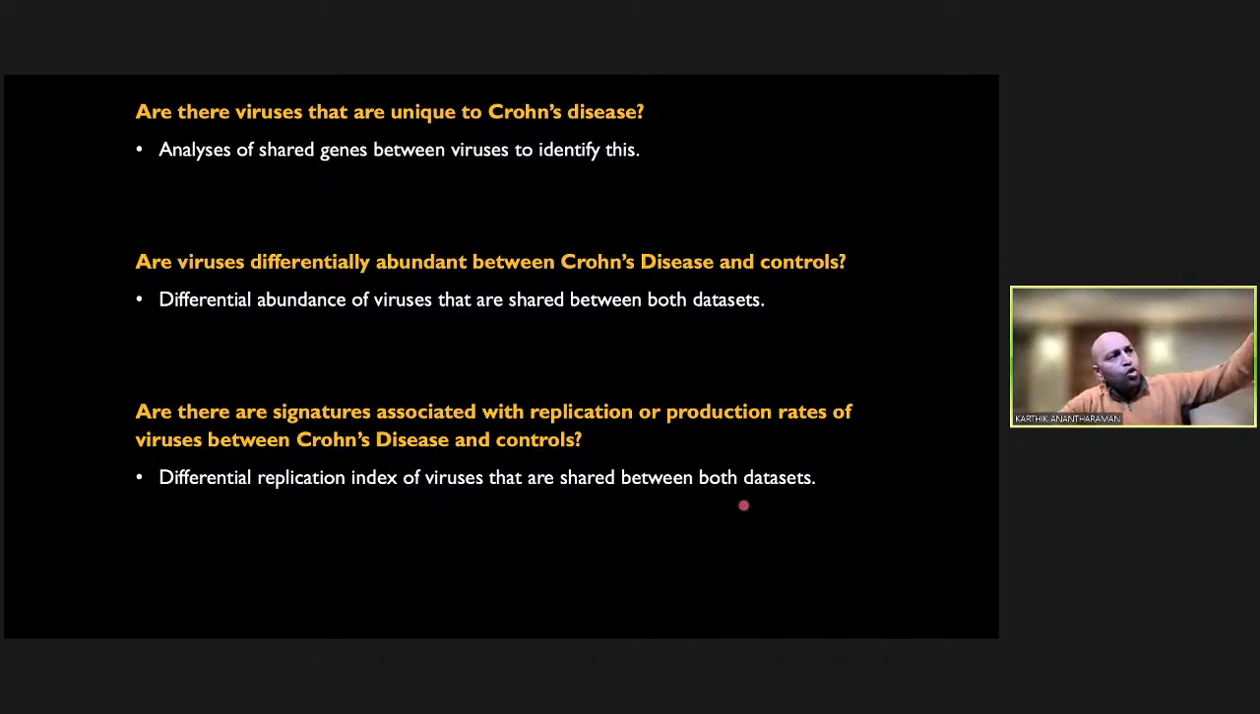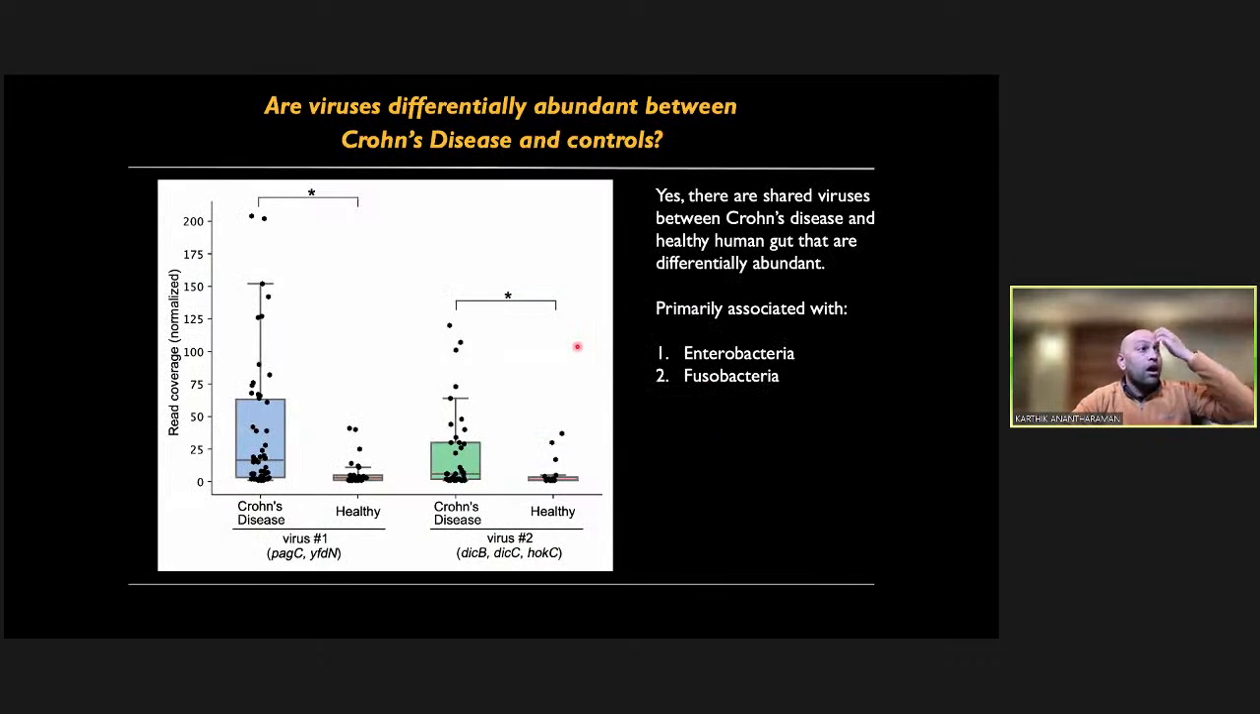Now, I'm not going to show you all of the analyses here, but I will sum it up. But what I will show you specifically are viruses that are differentially abundant between Crohn's disease and controls. So the first question is, are viruses differentially abundant? The answer is yes, there are shared viruses between these two diseases that are differentially abundant.